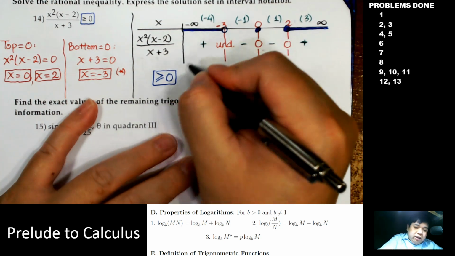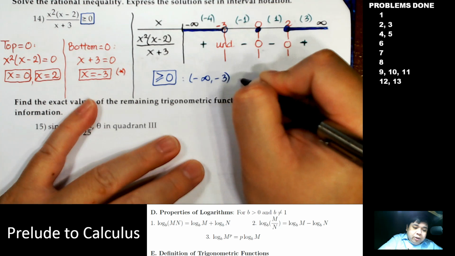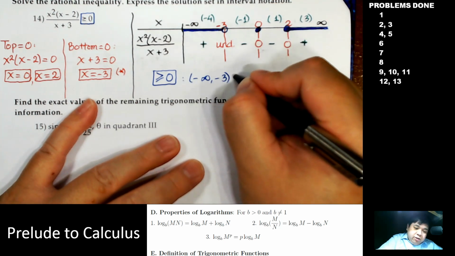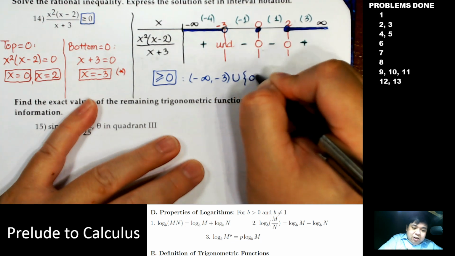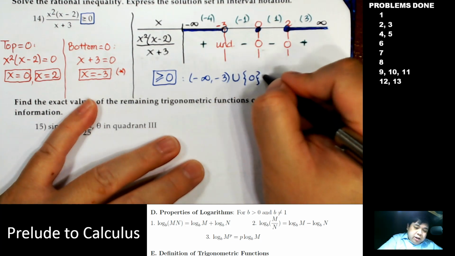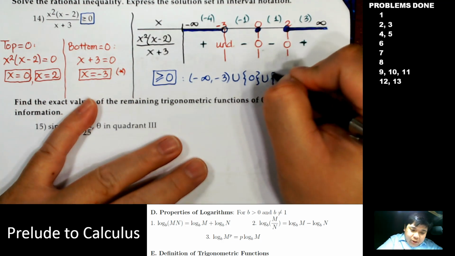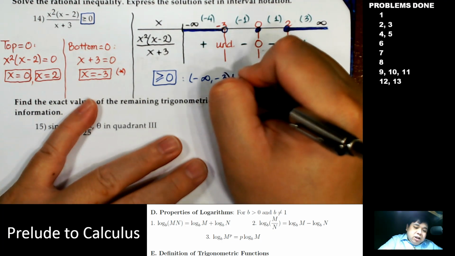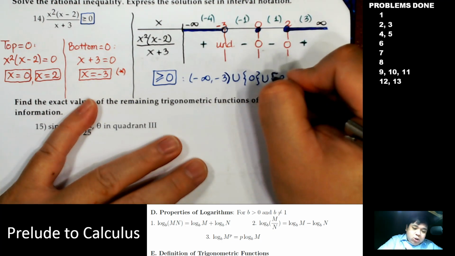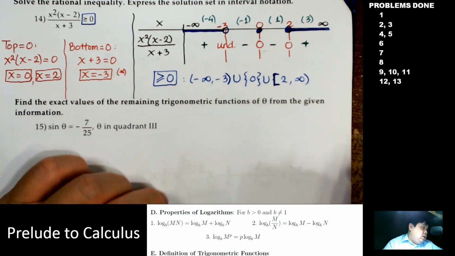So pretty much we have negative infinity to negative 3, a union here, an isolated point 0, and then from 2 to infinity. The parentheses if we do not include a point, and the square bracket where we include a point. So that will be like this.